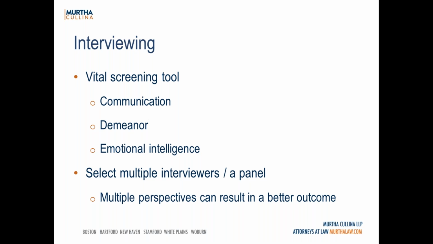In terms of structuring the interviews, studies show that having multiple interviewers, whether the interviews are conducted individually or by a panel, will result in better outcomes, because multiple perspectives serve as a check on individual biases that might come up during an interview.